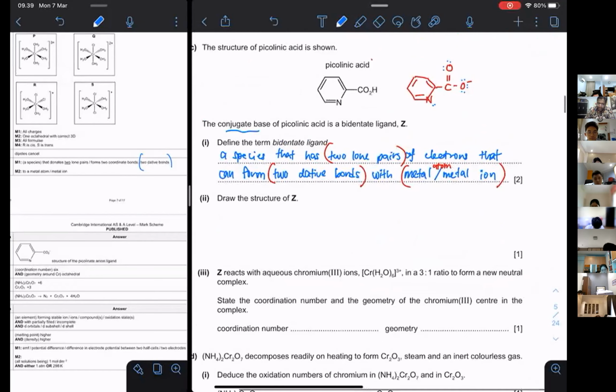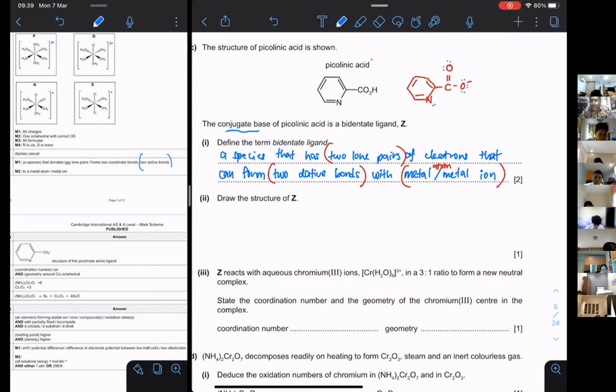Here they ask you to draw. Can we say that this is also polydentate? But they said it's bidentate. It can behave as polydentate, depending on the metal ion. So it depends also on the structure of the molecule.